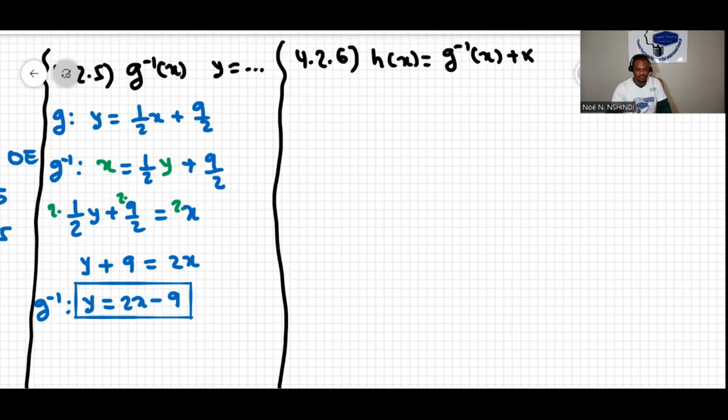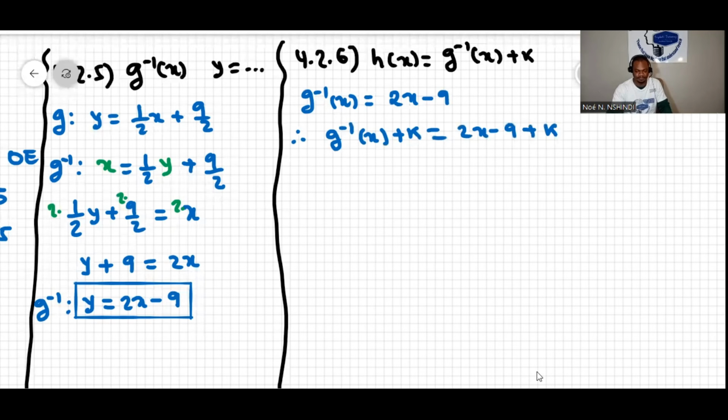Okay, we do that. g minus 1 of x is 2x minus 9. Therefore, g minus 1 of x plus k will just be equal to 2x minus 9 plus k. Okay, so all this is h of x. So h of x is just equal to 2x minus 9 plus k.